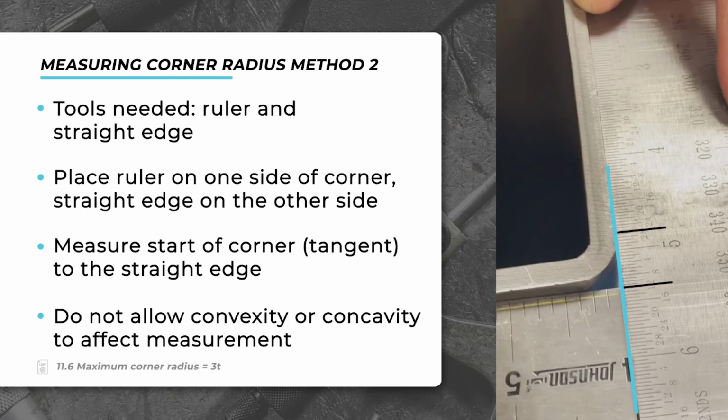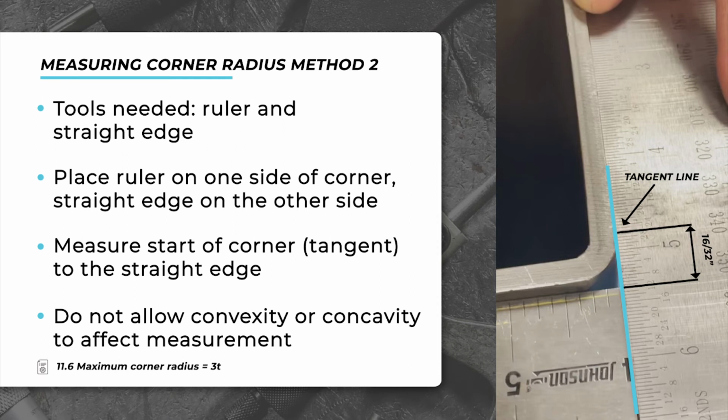Imagine the corner as part of a circle and draw a tangent line parallel to the face of HSS. The blue line is our tangent line. Start the measurement at the intersection between that blue tangent line and the start of the corner. Then measure the distance to the straight edge.